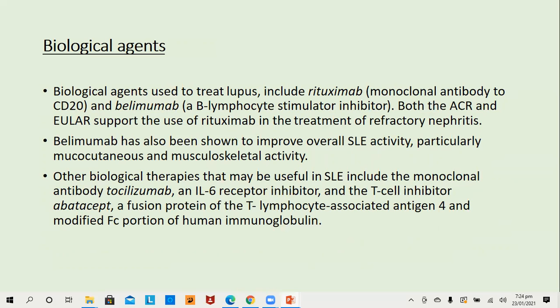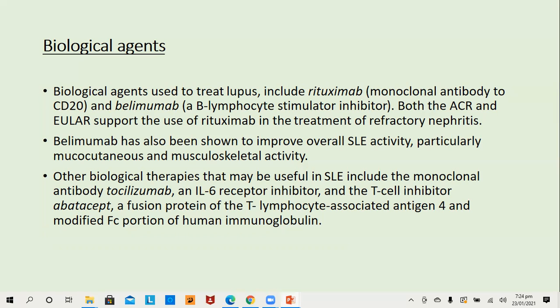Biological agents. Biological agents used to treat lupus include rituximab, which is a monoclonal antibody to CD20, and belimumab, which is a B lymphocyte stimulator inhibitor. Both ACR and EULAR support the use of rituximab in treatment of refractory nephritis. Belimumab has been shown to improve overall SLE activity, particularly the mucocutaneous and musculoskeletal disease.